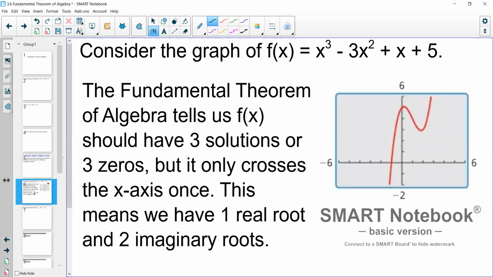Let's consider this graph. We have x cubed minus 3x squared plus x plus 5. The fundamental theorem of algebra tells us that because this is degree 3, I should have 3 solutions, or 3 zeros. But when I graph this, notice there's only one place where it crosses the x-axis. The places where it crosses the x-axis are our real solutions, which means that because this has 3 solutions but only one of them crosses the x-axis, the other 2 have to be imaginary solutions, or imaginary roots.